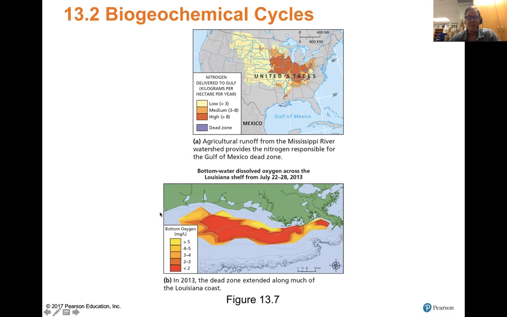And notice here, this is from your book, Figure 13.7, but notice the agricultural runoff, especially from what we would regionally call the Midwest. A lot of fertilizer gets into the Mississippi River, which flows into the Gulf of Mexico, and you can see how that affects it. You get this dead zone because the nitrogen and other chemicals are replacing oxygen.